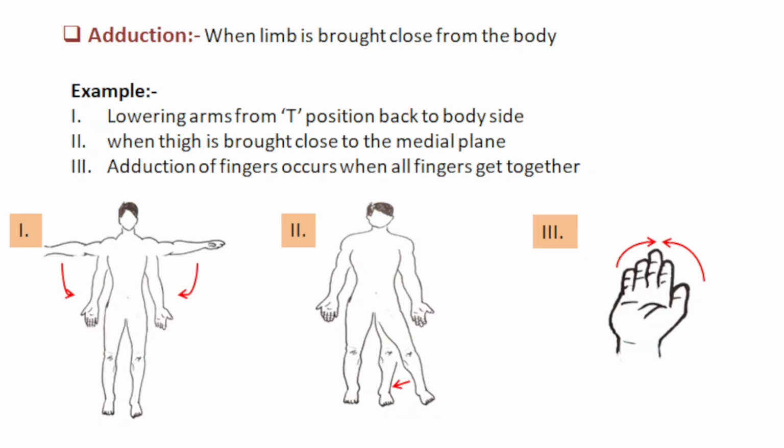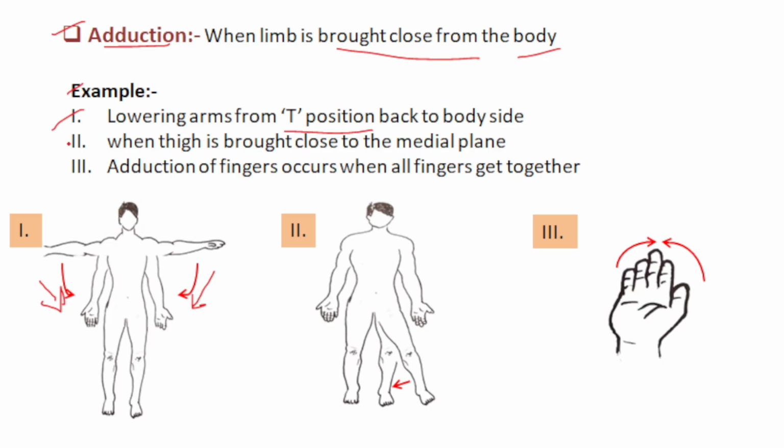Then the next concept is adduction. When the limb is brought closer to the body, it is called adduction, or the opposite movement of abduction is called adduction. For example, lowering the arms from the T position back to the body side. You see in the first picture that after lowering the arms, both arms are closer to the midline of the body. So it's called the movement of adduction.